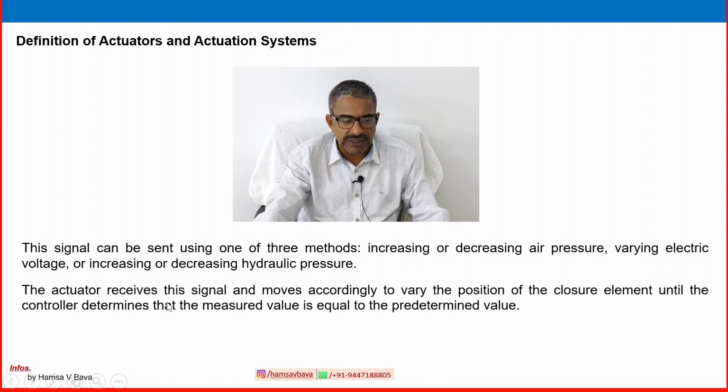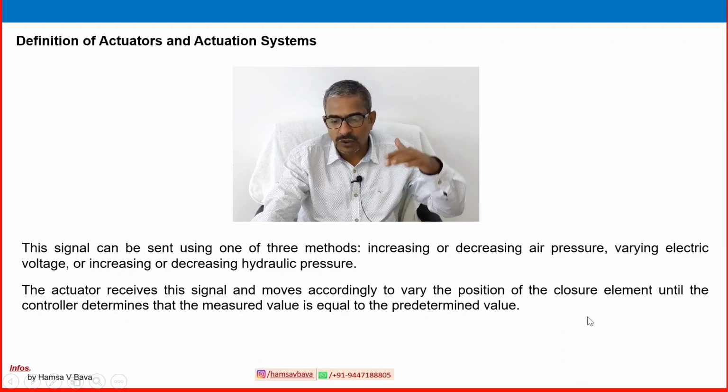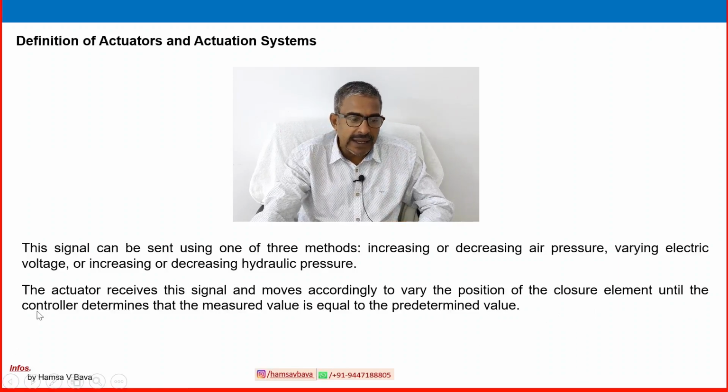The actuator receives this signal and moves accordingly to vary the position of the closure element until the controller determines the measured value is equal to the predetermined value. This is what the actuator is doing. The actuator is moving the closure element up and down until the controller determines the measured value equals the predetermined value. That is, the predetermined value is the set point.